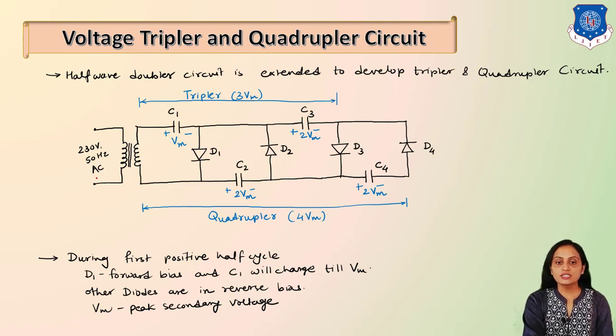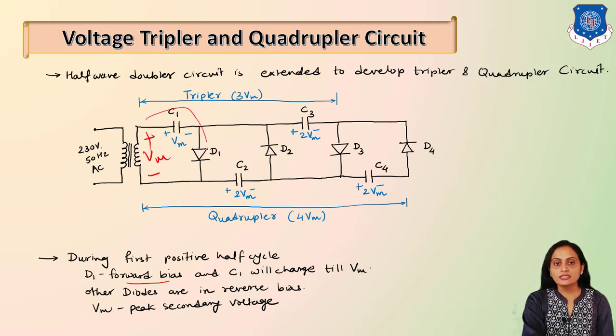During the first positive half cycle, what happens? Just look at this. This is the first positive half cycle, and polarity at the secondary will be something like this. This is the AC signal, and due to that what happens, this diode D1 will turn on, that is in the forward bias.